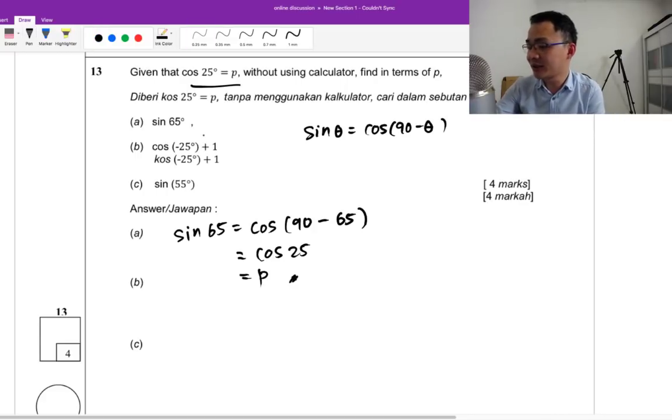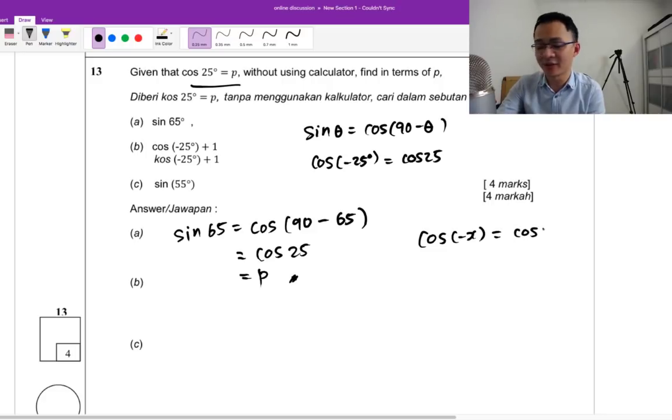Alright, then the second one, this one applies another formula. This is cos negative 25. Cos negative 25 actually equals cos 25. This is one of the rules: when you have cos negative x, you will get cos x. This is just another formula we will use for this kind of thing. Alright, so I hope you can actually understand it.